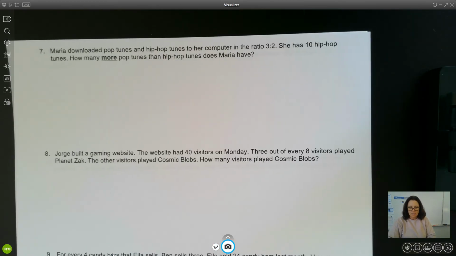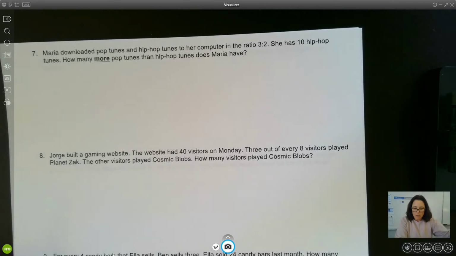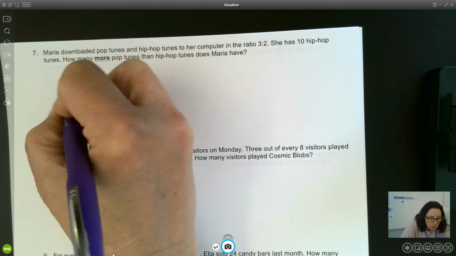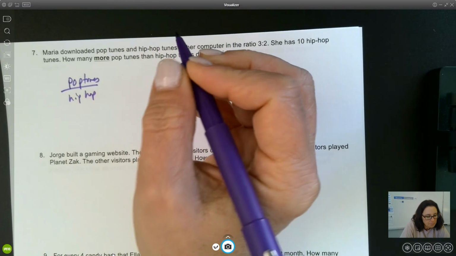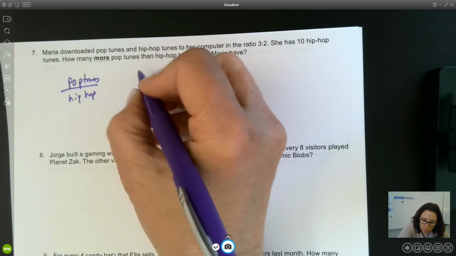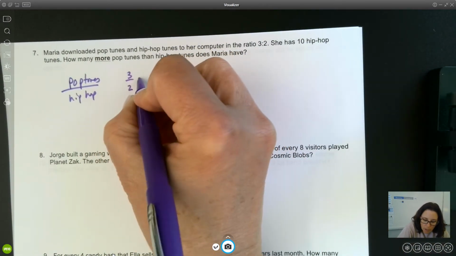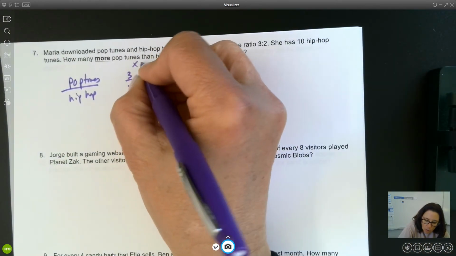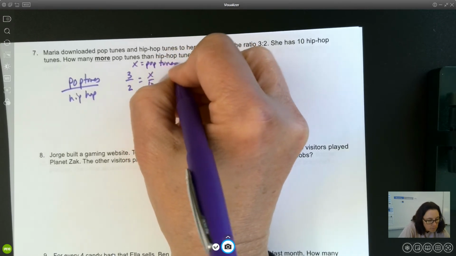Number 7. Maria downloaded pop tunes and hip hop tunes to her computer in the ratio of 3 to 2. She has 10 hip hop tunes. How many more pop tunes than hip hop tunes does Maria have? All right, again, many ways to do this. Here's how I'm going to do it. Pop tunes over hip hop tunes. So I've got 3 pop tunes over 2 hip hop tunes, and we've got 10 hip hop tunes. So my X stands for pop tunes.